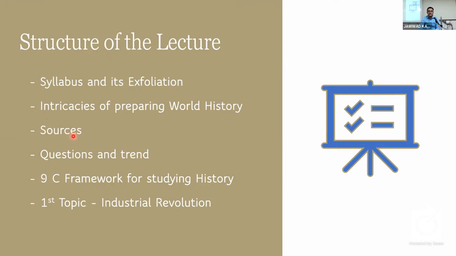Then we will see the sources that you are going to prepare for this particular subject. We shall see the questions and the trend of questions in mains world history. Then I will share with you what I call as the 9C framework for approaching any topic, not just in world history, but any topic in history. It might be modern India, ancient, medieval also. This framework or template will give you a standard pattern in which you can approach any historical topic.